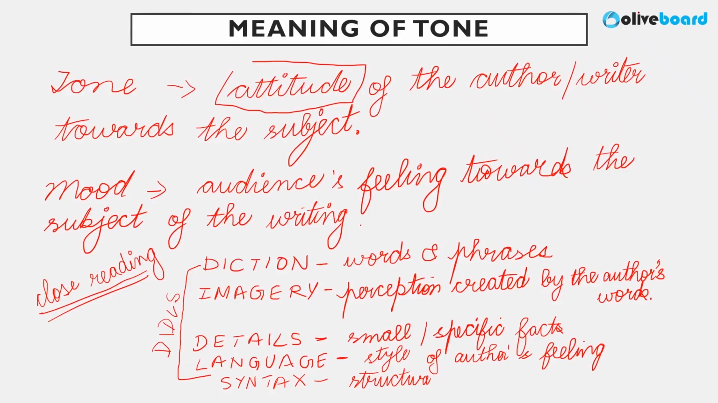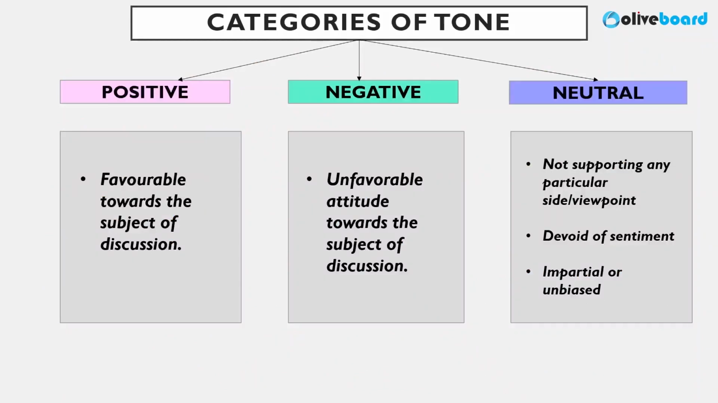Now, a very easy first step is elimination of tones based on three basic categories: positive, negative and neutral. As you can see on your screen, if the writer is favorable, favoring the subject of discussion, then the tone is definitely positive. If it is unfavorable towards the subject of discussion, then the tone is negative. And neutral is, suppose you ask yourself whether you would like to hear a particular thing about yourself and you are not sure, then it becomes neutral. So not supporting any viewpoint at least. It is devoid of feelings or sentiments. So there are no feelings.